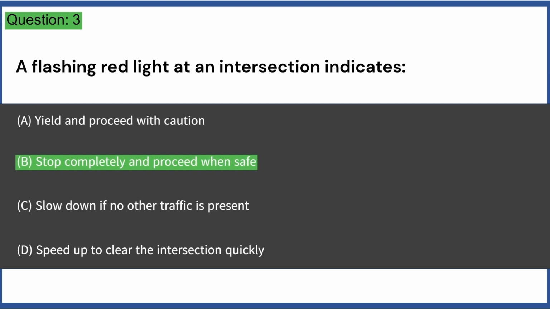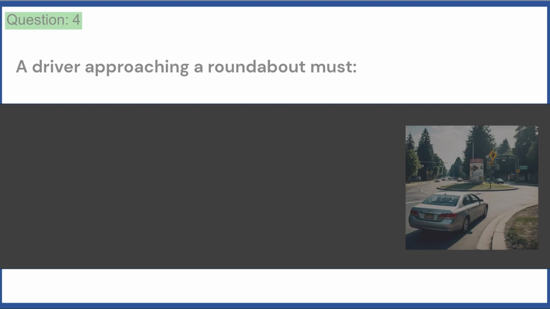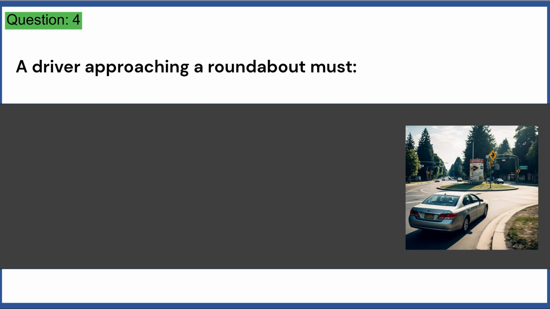Answer: B. A flashing red light requires drivers to stop completely and proceed only when it is safe, similar to a stop sign. A driver approaching a roundabout must A.